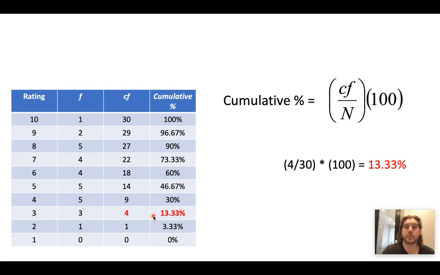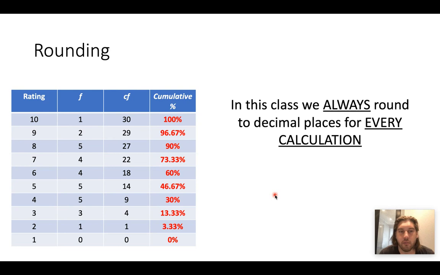Next, we want to know what percentage of the data is a score of 3 or below. So we take its cumulative frequency, which is 4, right? Remember, there are 4 people who scored a 3 or below. 3, 1 plus 0. So 4 divided by 30 times 100 gives me a cumulative percentage of 13.33%. This tells me that 13.33% of participants scored a 3 or below. And so we do this in turn for each of our scores until we have a completed table.